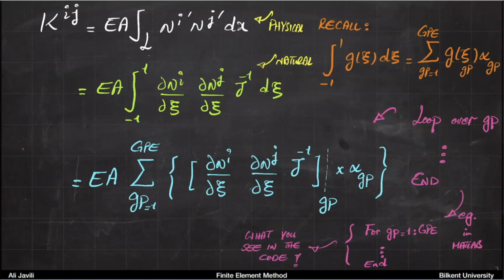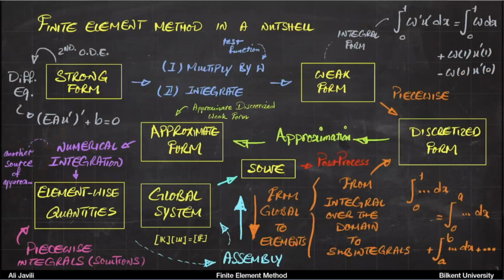Okay, so this slide by itself really summarizes everything, if you get the gist of it. Again, just to remind you, this is the journey we had. We started from that strong form. We multiplied by W and integrated. We got the weak form, which looked like this. We had this piecewise form. And then we did the approximation using shape functions. We had numerical integration, and then we used the Gauss quadrature rule to get these element-wise quantities. And element-wise quantity here means the stiffness for each element.